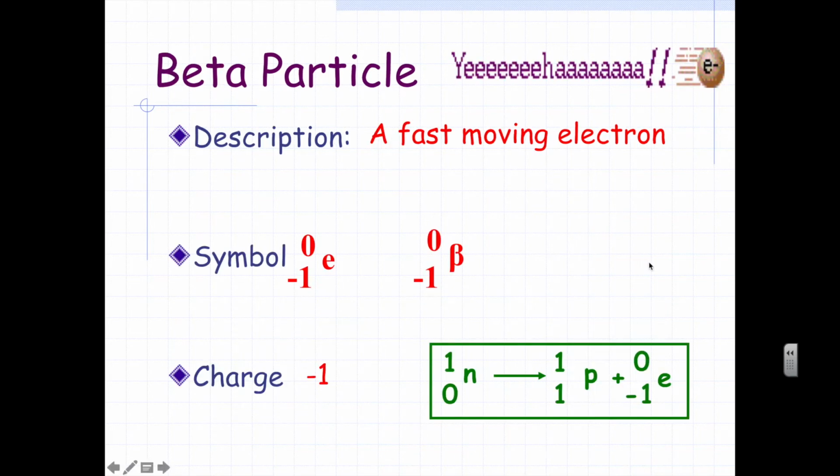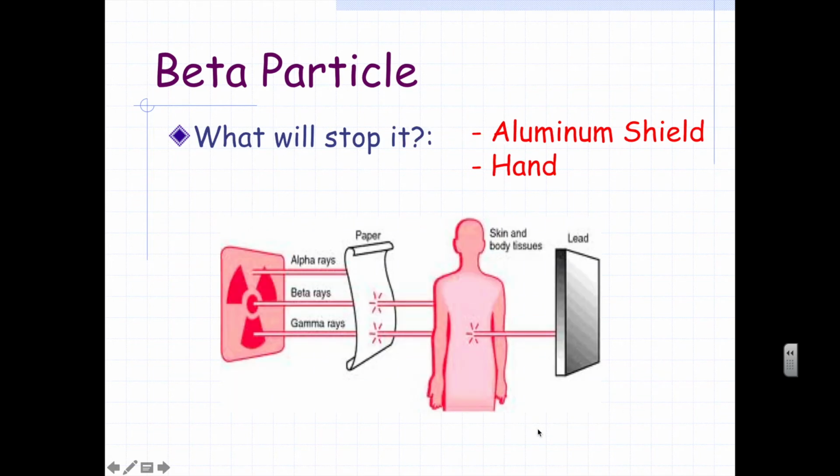Now, a beta particle is a fast-moving electron, and it is just an electron. So the way we show that electron is we write a -1 for the atomic number, and then we write an e. And then the mass number is still 0 because the mass of an electron is 0. So the charge is -1, and what is actually happening is a neutron is spontaneously turning into a proton. To balance out that charge, it creates a beta particle. So kind of a crazy little balancing act the universe does there.